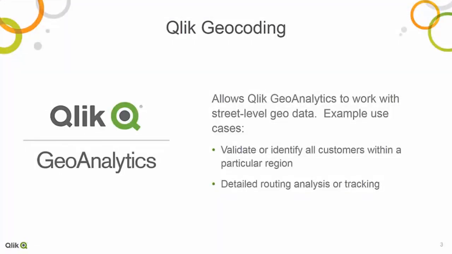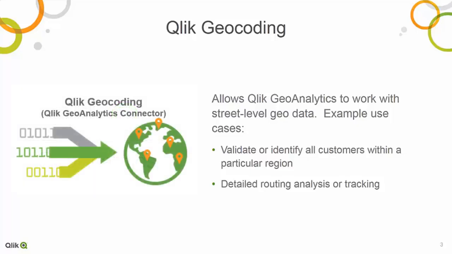With the release of Qlik Sense April 2018, we have also created an add-on subscription service available to our Qlik GeoAnalytics products used with the Qlik GeoAnalytics connector. We call it Qlik Geocoding. This service can coordinate lookups down to the street level, great for detailed routing analytics, real-time tracking, or even validating addresses of customers in a particular region. Stay tuned for more videos on this topic in the Qlik community, and the Qlik Help YouTube channel.